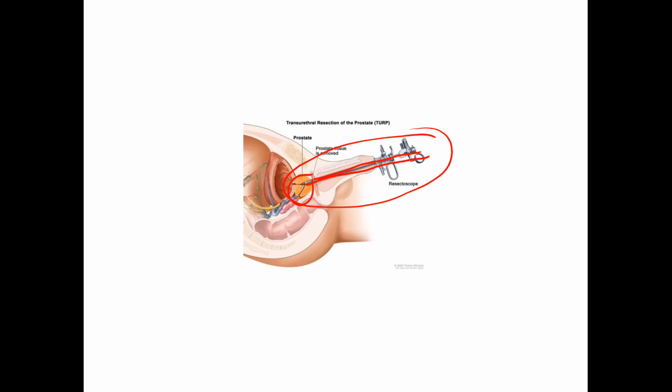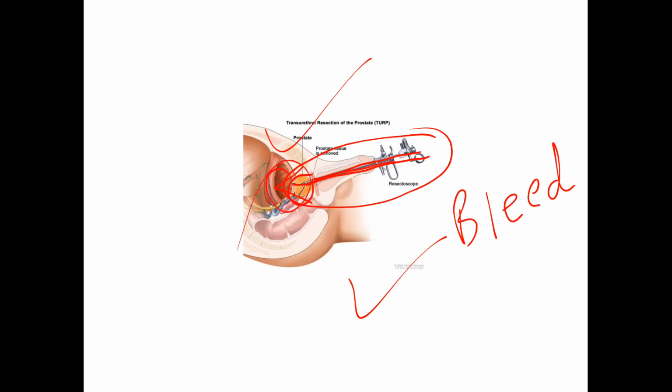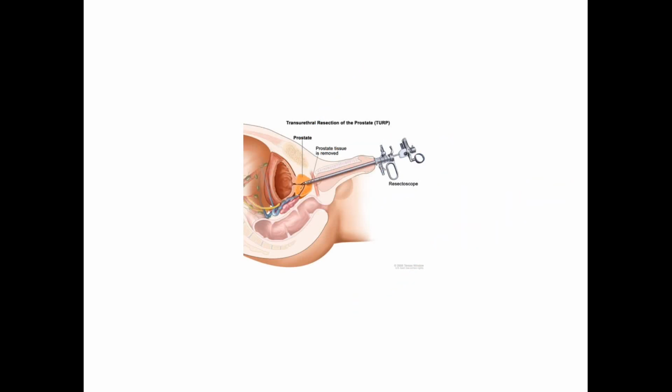But there are some complications of TURP. So what are the complications of TURP? If the question is asked as the most common immediate post-operative complication, the most common immediate complication is bleeding. Okay, in any operation, the most common immediate post-operative complication is bleeding. In TURP, I'm talking about TURP. And the most common long-term complication is retrograde ejaculation. So there will be retrograde ejaculation inside the bladder. Okay, so the ejaculate will go inside the bladder. That is your retrograde ejaculation. That is the most common complication overall.